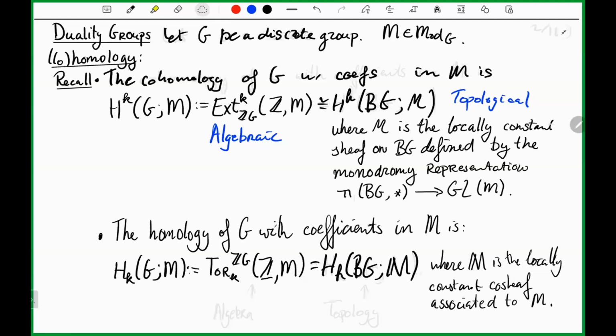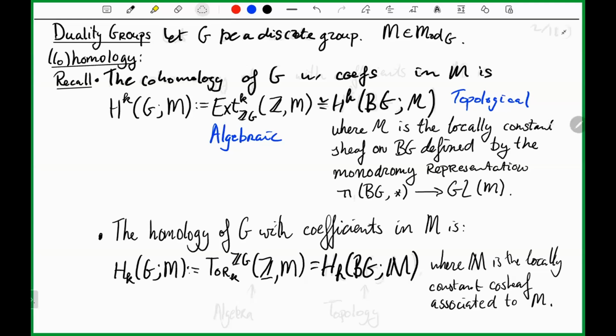Okay. Any other questions? Yeah. BG is a topological space, and we can define homology for every module. So if you ignore the representation, if you go for the locally constant equals constant sheaf, do you have a map between these two homologies? Sorry, I don't think I understood your question.